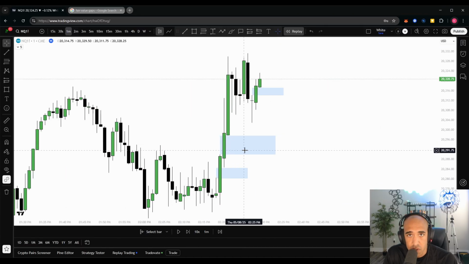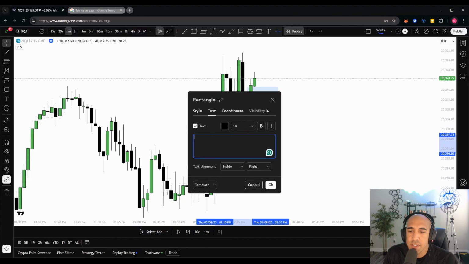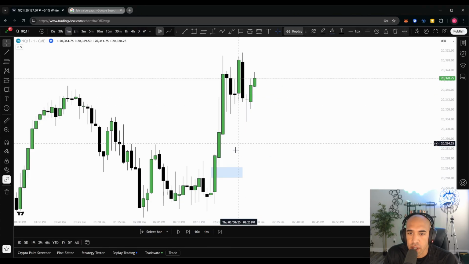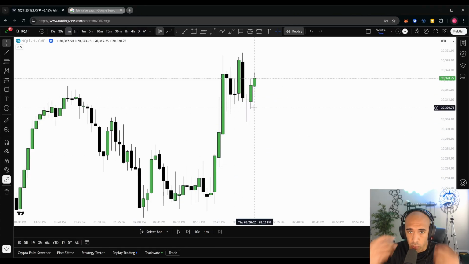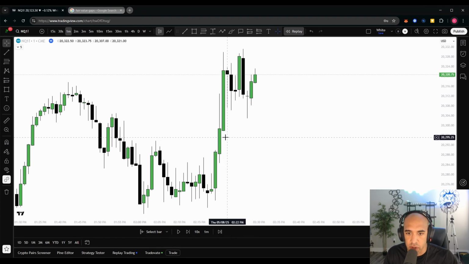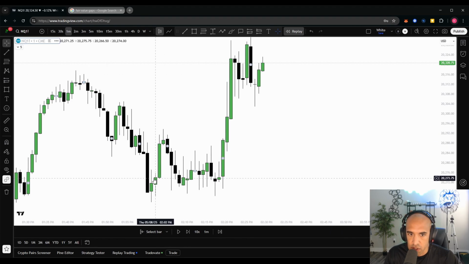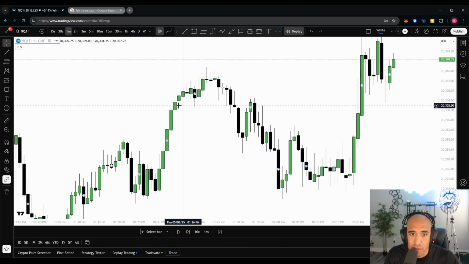Here's how to avoid going stir crazy with fair value gaps. I just try to keep it simple, guys. I try to mark the most obvious ones because typically the more obvious a fair value gap is, the more valid it is. The easiest way you can find these is with these big displacement candles, right? Big candles are kind of the easiest way to find fair value gaps.